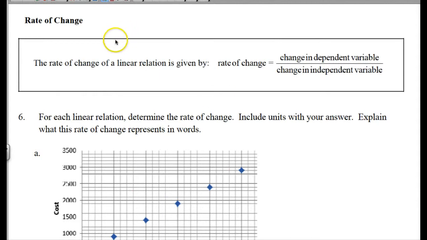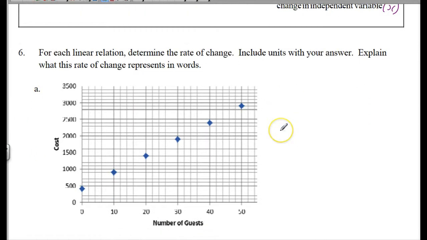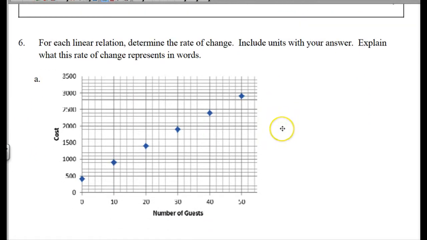Rate of change. So how much are we changing? Wow, this is like calculus. The rate of change of a linear relation is given by rate of change is equal to the change in the dependent variable, usually y, over the change in the independent variable, x. For each linear relation, determine the rate of change. Include units with your answer. Explain what this rate of change represents in words.